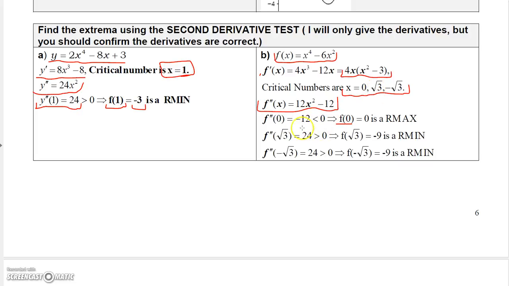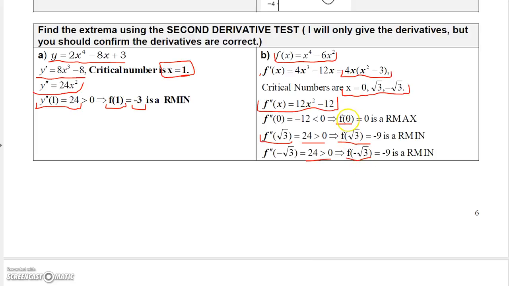Now plug square root of 3 in. So evaluate the second derivative at square root of 3. Well, that's going to be 12 times square root of 3 squared, which is 36, minus 12 is 24. So that's positive. So f of square root of 3 is a relative minimum. And then plug negative square root of 3 in, and you're also going to get a positive. So f of negative square root of 3 is a relative minimum.